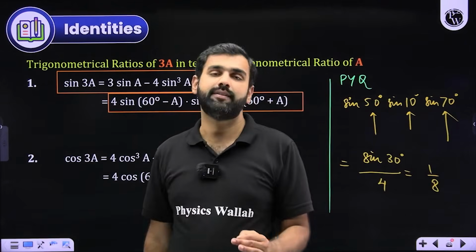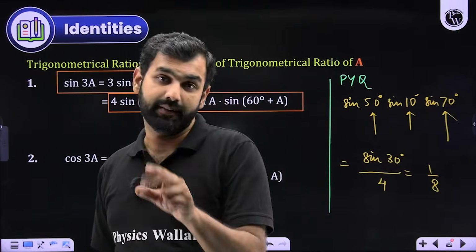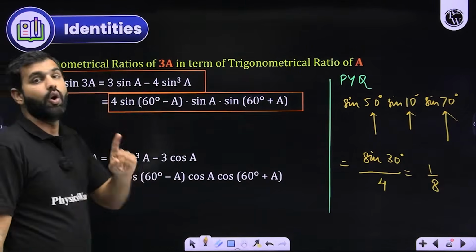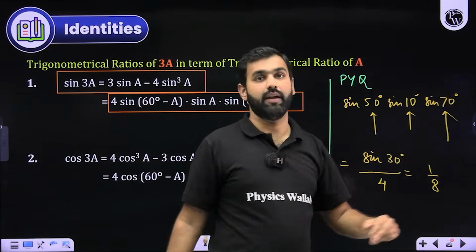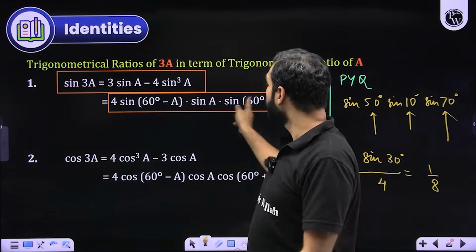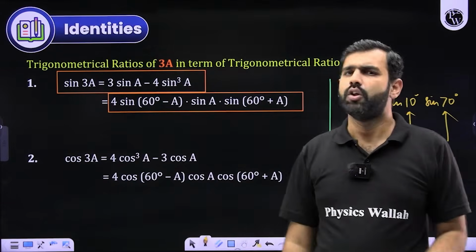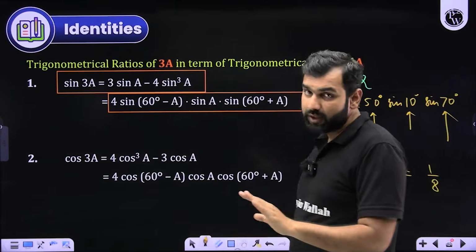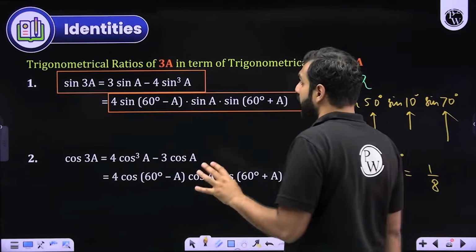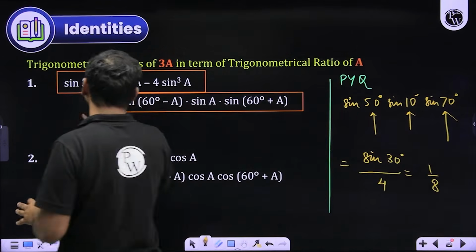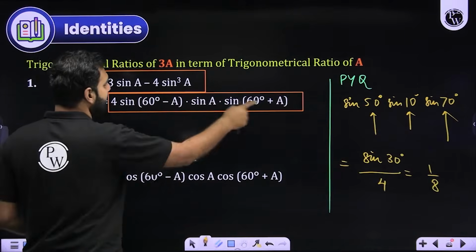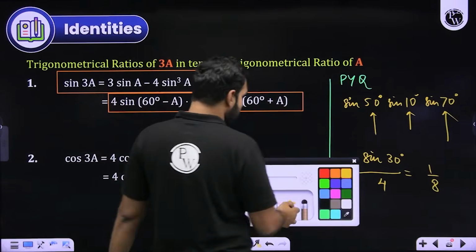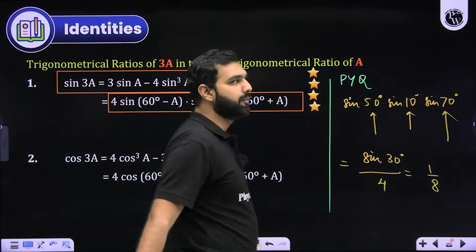Can you believe this? In less than 10 seconds, you can simply look at this and do it, only if you are able to crack the pattern, and you will be able to crack the pattern if you know that this identity is there. So remember that sin 3a is not just 3 sin a minus 4 sin cube a, which I'll keep using. Along with this, sin 3a is 4 sin 60 minus a sin a sin 60 plus a. They keep on asking questions on this. So do remember that both of them are equally important.